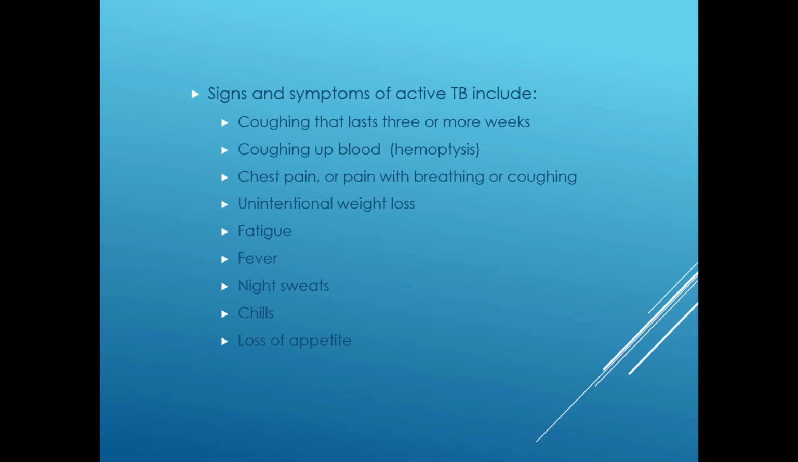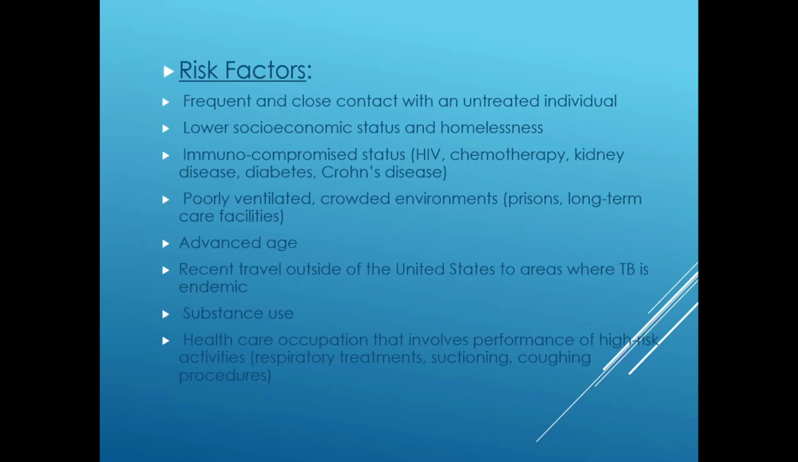So here's our symptoms: cough that lasts 3 weeks or more. So it's not the person that has the cold that lasts for a couple of days. Coughing up blood, that's hemoptysis. We got to know what that word is. Again, I don't know why we don't just say coughing up blood, but we don't. We come up with a word for it: hemoptysis. Chest pain, pain with breathing or coughing, weight loss, fatigue, fever, night sweats, chills, loss of appetite. They're all there again. All kind of the picture of the person that actually has TB going on. These are their symptoms.